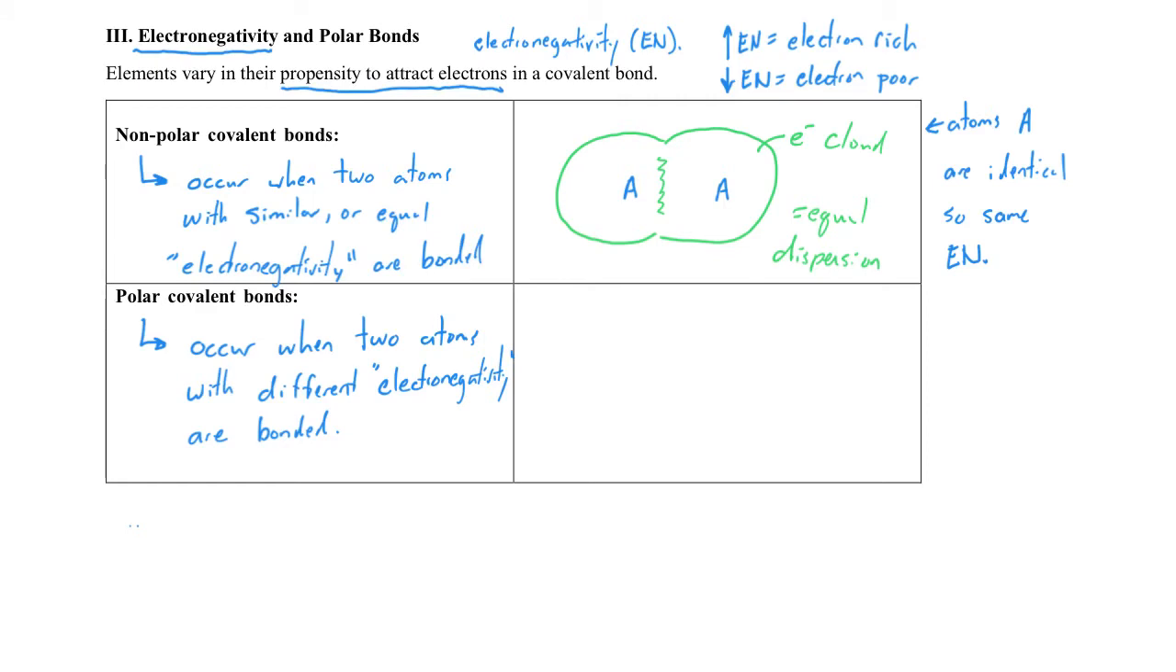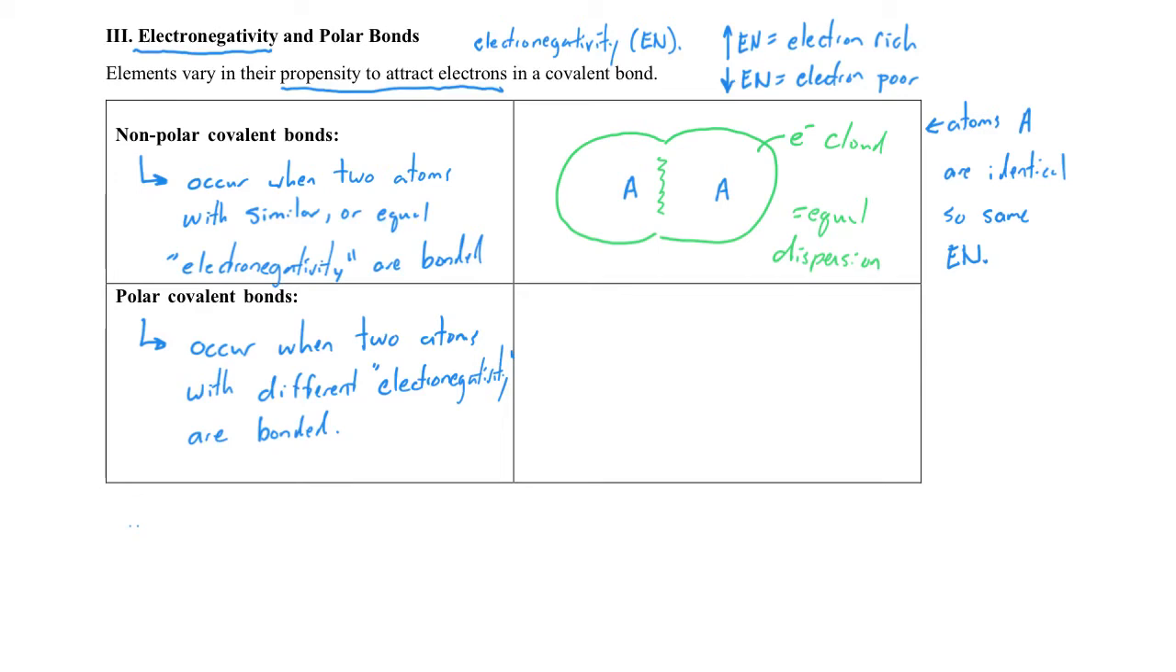We don't have more on one side than another. And this is what we call a nonpolar covalent bond. So again, a nonpolar covalent bond is when we have two atoms that have similar or equal electronegativity bonded together. And when that happens, this nonpolar covalent bond that forms has an equal distribution. There's not more of the electrons of the bond on one side than another. Again, that's called a nonpolar covalent bond.